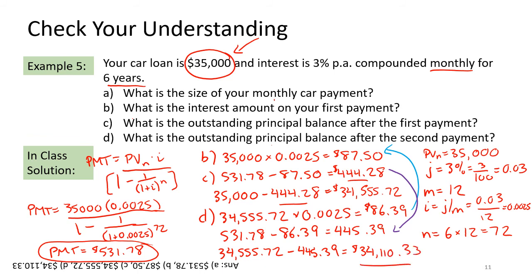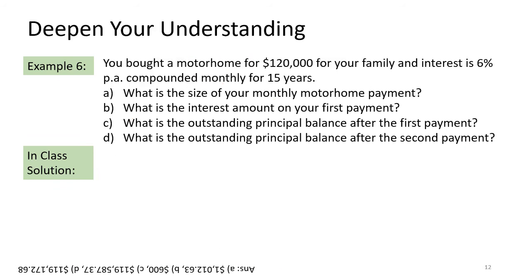Okay, so what you'll see is as you make payments, within each of these $531.78 payments, the amount of interest will decrease and the amount you're paying off of your actual loan, or your principal, will increase. Okay, so let's do one more example of this. You bought a motorhome for $120,000 for your family, and interest is 6% per annum compounded monthly for 15 years.